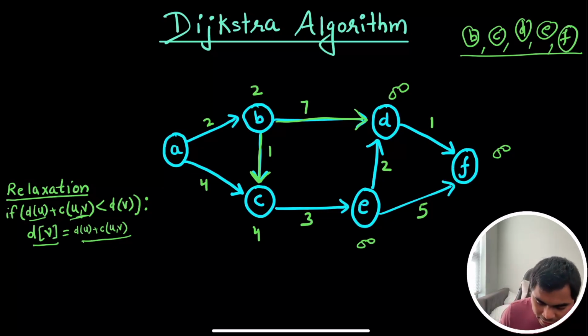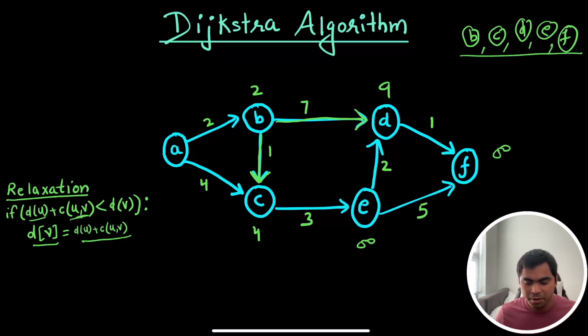So let's check if 2 plus 7 is less than infinity. This is the cost to reach B from our source, which was 2, and there is an edge cost of 7 from B to D. Now 2 plus 7, 9, is less than infinity. So we will replace this infinity with 9. We'll update this, then we're going to check in our queue.